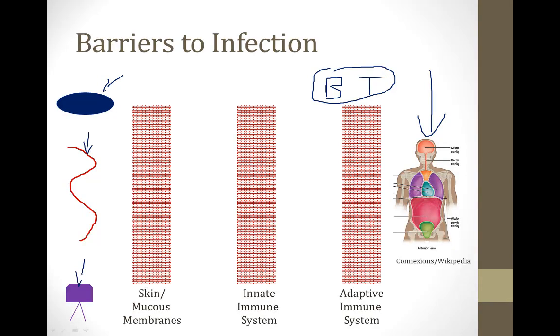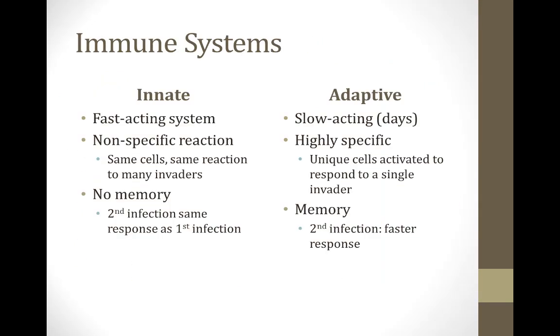So if you get infected by the same pathogen 2 times, the second infection will elicit a quicker and more powerful response from the adaptive immune system. So on this slide, I've summarized some of the key differences between the innate and the adaptive immune systems. The innate immune system is a fast-acting system. It is standing by, ready to attack any pathogen immediately if it gets beyond the skin and the mucous membranes.